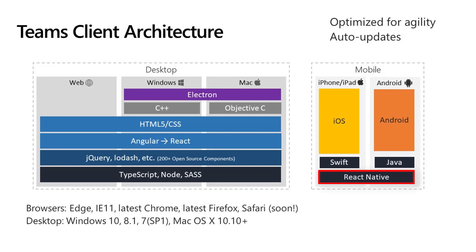Now, all of our clients are optimized for agility and for automatic updates. By that we mean that we are updating the code with new features internally every single day. Externally we update every 2 weeks or every month for the web and the desktop version, and a little bit less often for mobile devices.